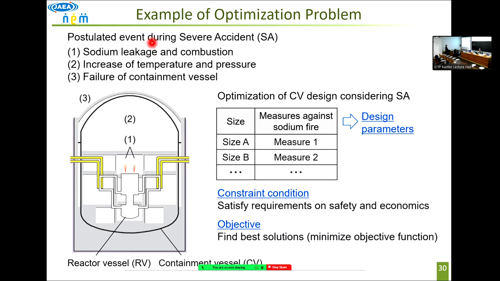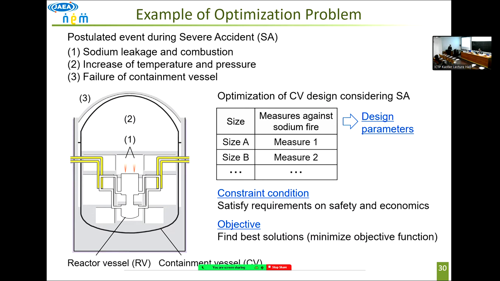So the problem is that, let me say, sodium leakage and combustion happen, and temperature or pressure increases. And finally, from the viewpoint of the severe accident condition, we take into account that there is a possibility of failure of the containment vessel. And in that case, we have many optimizations of the containment vessel.